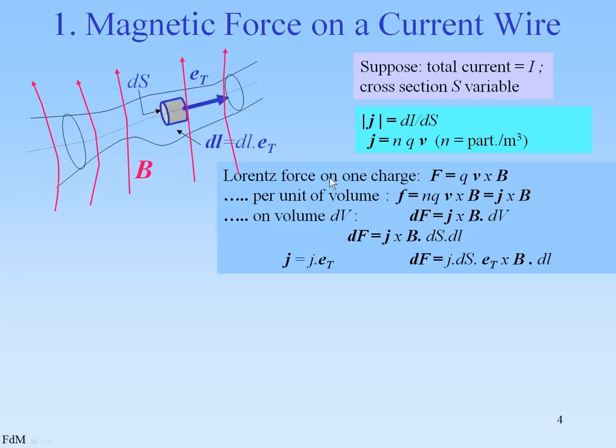When we consider one charge in the current in the wire, then the Lorentz force on that charge will be the vector product of velocity and magnetic induction times the charge. And per unit of volume, you have to multiply this with the number of particles per cubic meter, n, and this means that the force per unit of volume is the current density J in amperes per square meter, crossed with B, and B is the magnetic induction.